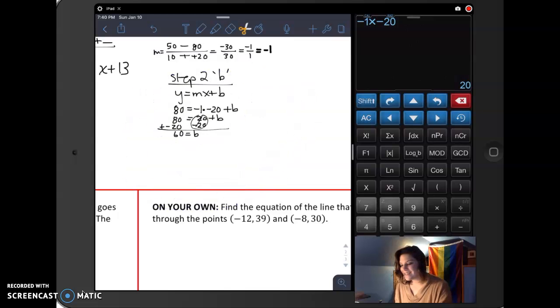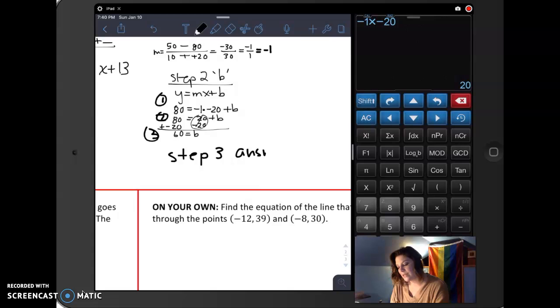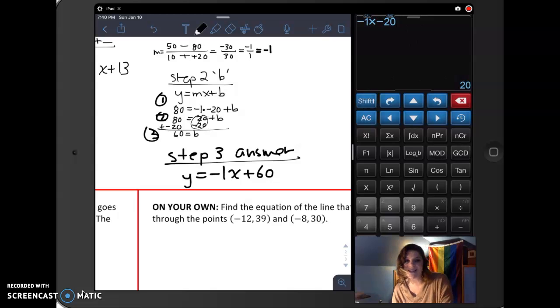All right, last step, and this one would actually be step 4. This is step 1, step 2, step 3, and it would actually be step 4 if you go back and watch the video. This video is 7.3. But since our goal is to write the answer down at the very end, we have y equals negative 1x plus 60. Remember, the m is what we found in the first step, and the b is what we found in the second step, and so we have negative 1x plus 60.